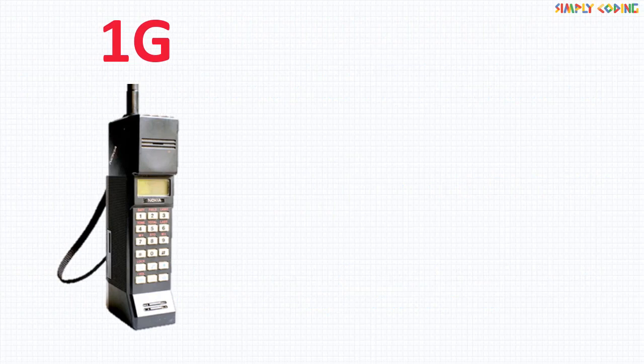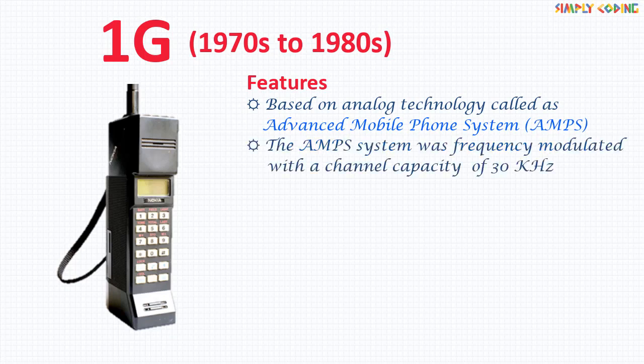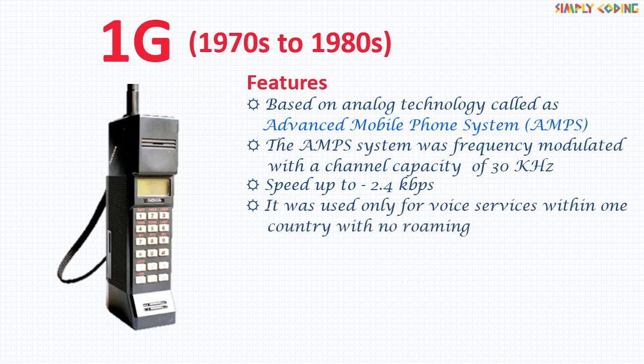The first generation introduced mobile phones between the 1970s and 1980s. It was based on analog technology called Advanced Mobile Phone System or AMPS. The AMPS system was frequency modulated with a channel capacity of 30 kHz. Its basic features were that it had speed up to 2.4 kilobits per second. It was used only for voice services and within one country with no roaming.